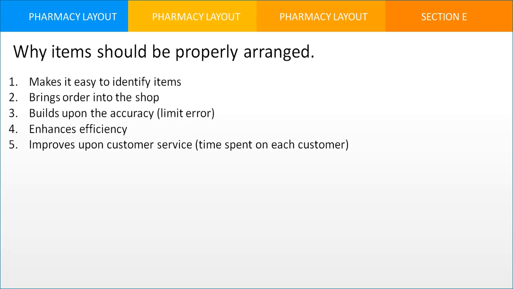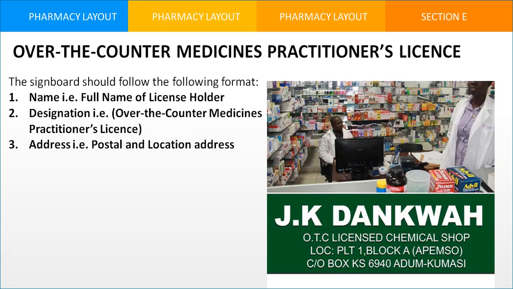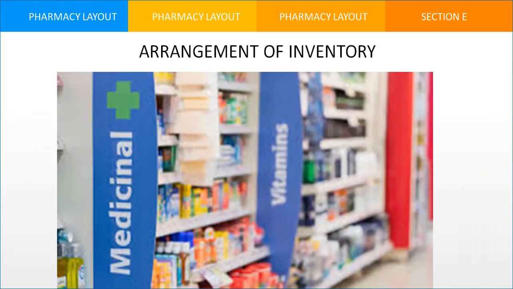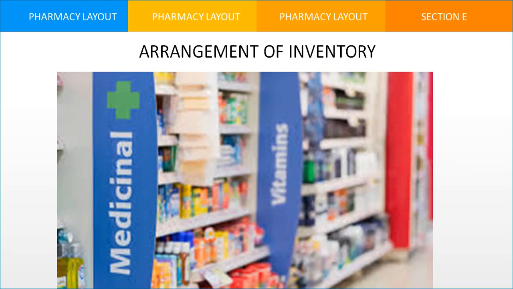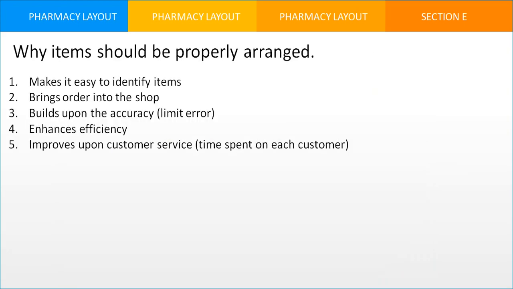Now, let's look at arrangement of items in the pharmacy. And this is very important for us. So we'll be looking at arrangement of inventory. And why should we arrange items in a pharmacy? Once you have gotten the layout and the shelves, arrangement is also very important. Arrangement makes it easy for us to identify items. We don't waste much time.